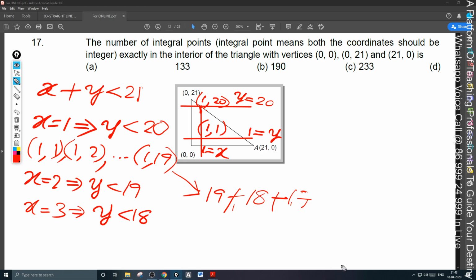Yes, Dhananjay answered it. Sai Varshit, answer 190. You're right.